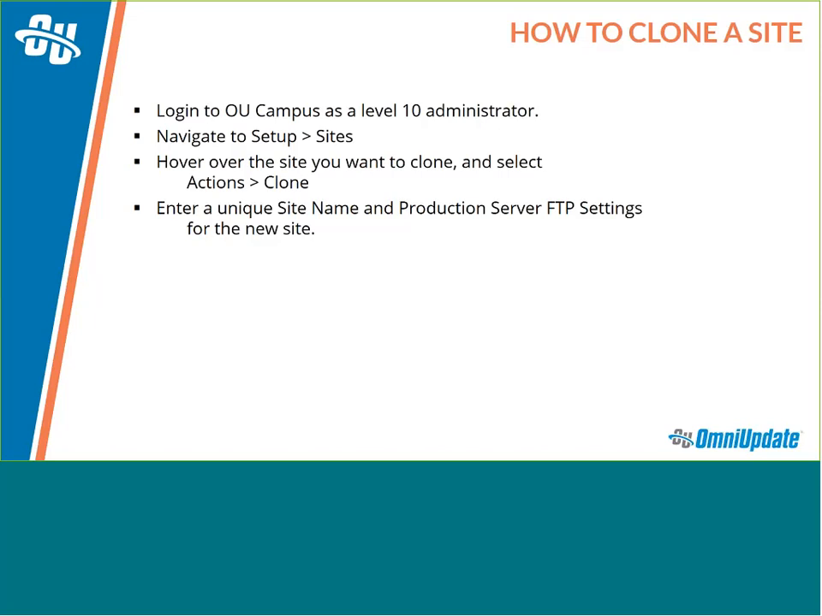So what you'll do is you'll actually enter a unique site name. You'll enter your production server FTP settings. It does have to be a unique combination of production server FTP settings that is not currently being used, just like when you're creating any other site in OU Campus. And then if there's any other settings that you want to change in that initial list that you can create there, you could adjust those if you want to change your template location or any of those other common site settings. Then you click the button at the bottom, it'll say create, and the site clone will be created.